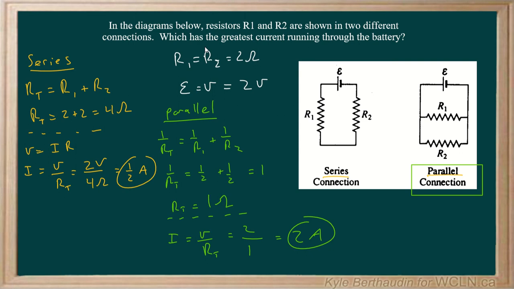If you think about it like vehicles on a road, the classic analogy, in a parallel circuit, adding an extra road means that the cars are going to be less congested. There's going to be less traffic. In a series circuit, if you add more cars, or you make it harder to drive by adding a resistor essentially, then there's going to be more traffic. So the parallel connection has the greatest current running through it.